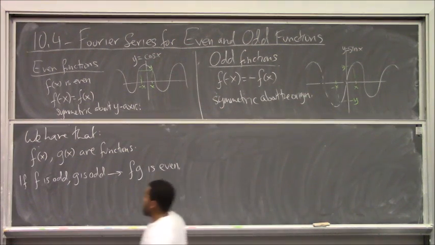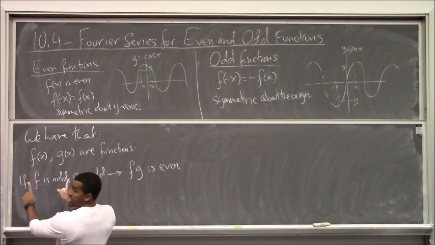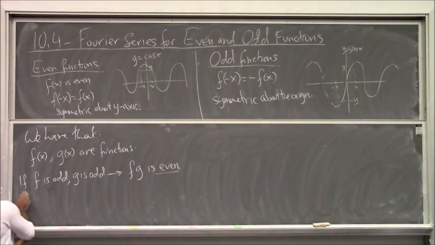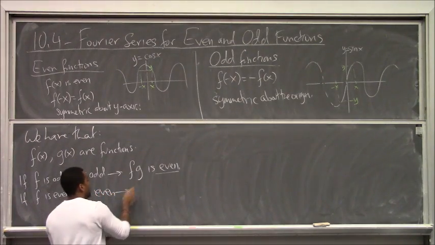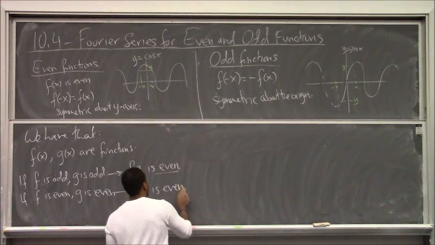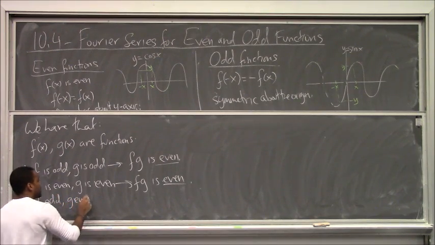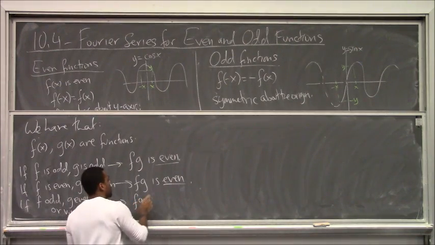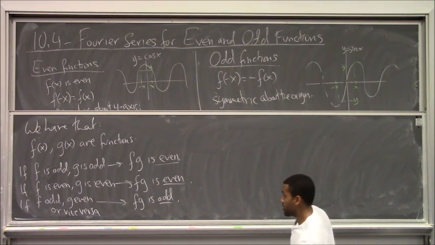The reason is, if I plug in negatives here, because they're both odd, they'll factor out the negatives, and then the negatives will just cancel each other, and you get the original function back, which is by definition even. If f is even and g is even, then fg is even. The only time you get an odd is when one is odd and the other isn't. If f is odd and g is even, or vice versa, then the product is odd. So only one of them has to be odd in order for the product to be odd.